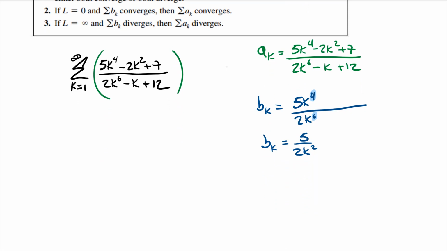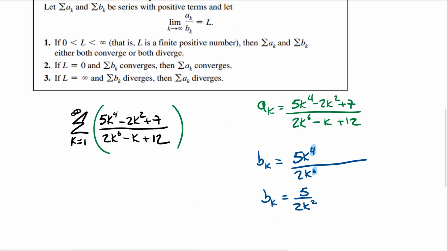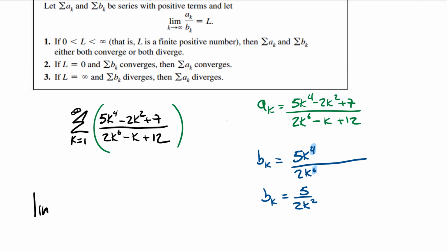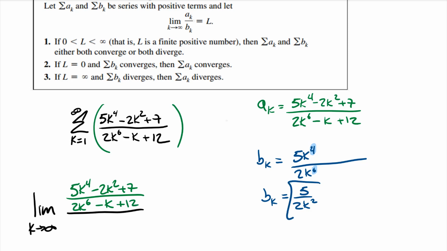Okay, so what we'll do is it tells us, all right, just find the limit as k goes to infinity of our a sub k. All right, well, we have our a sub k. That's 5k to the 4th minus 2k squared plus 7 all over... Oh my goodness, this is so much. Don't worry, it's all going to pop out. And then we want to divide it by our b sub k.